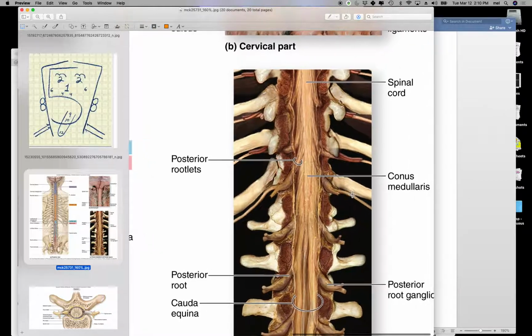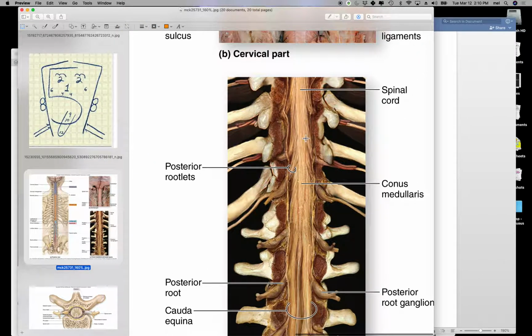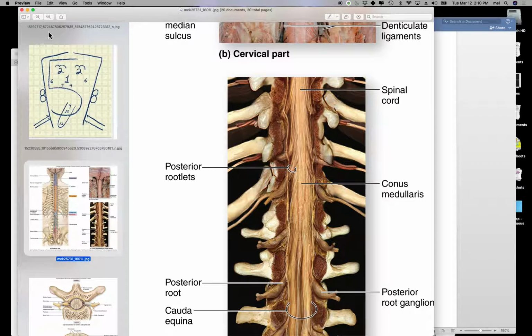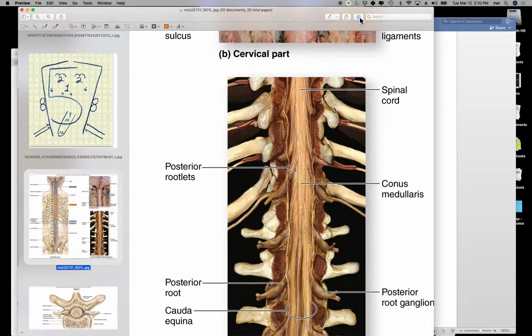Ready? This is an actual specimen. So I have to kind of draw it for you. Ready? Oh, actually, I can draw it. Can I? No, it's not letting me. Okay. So let's see.